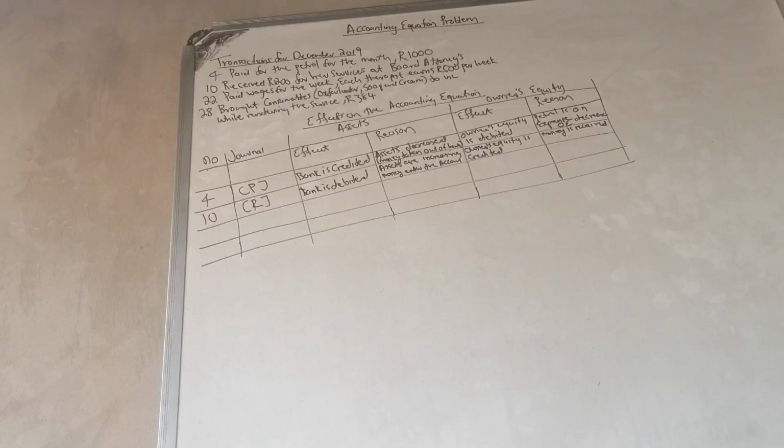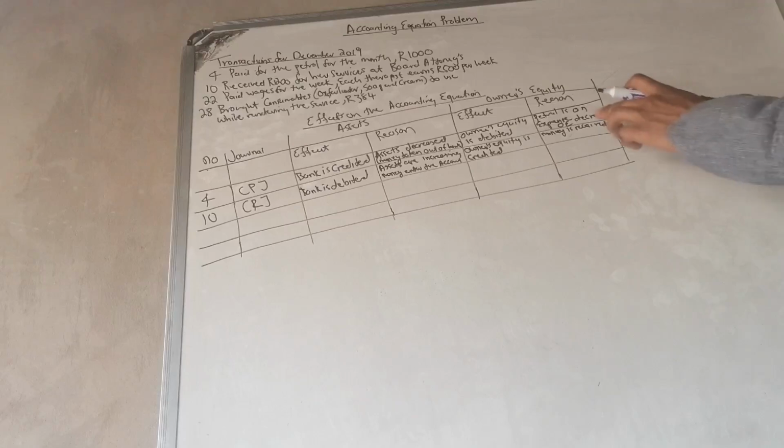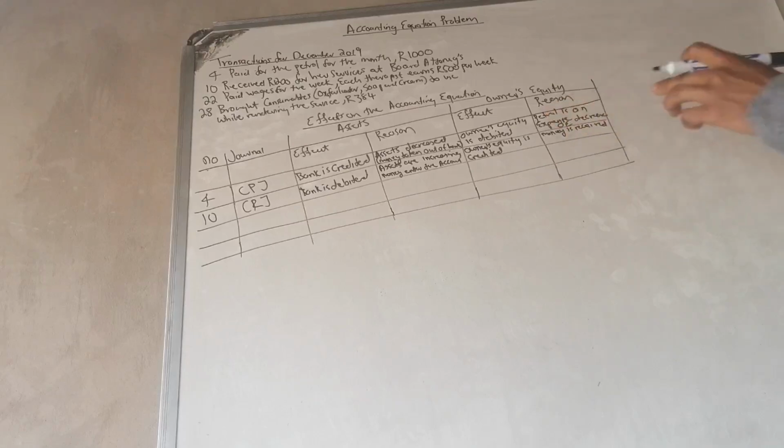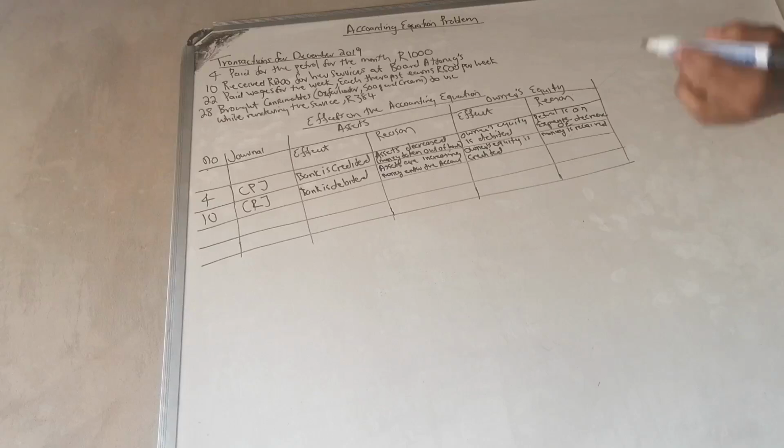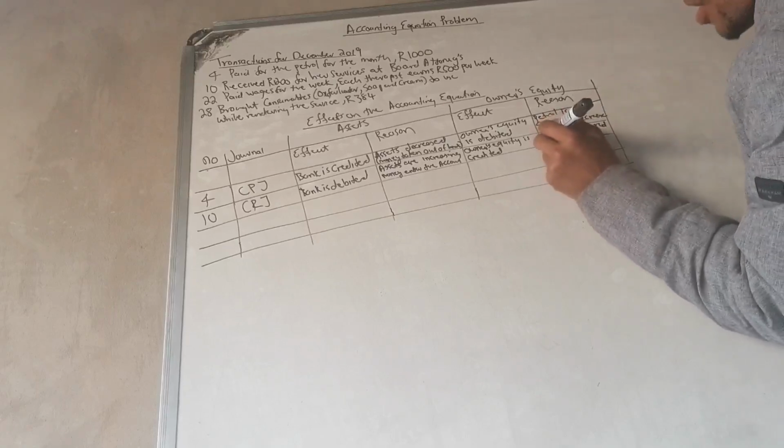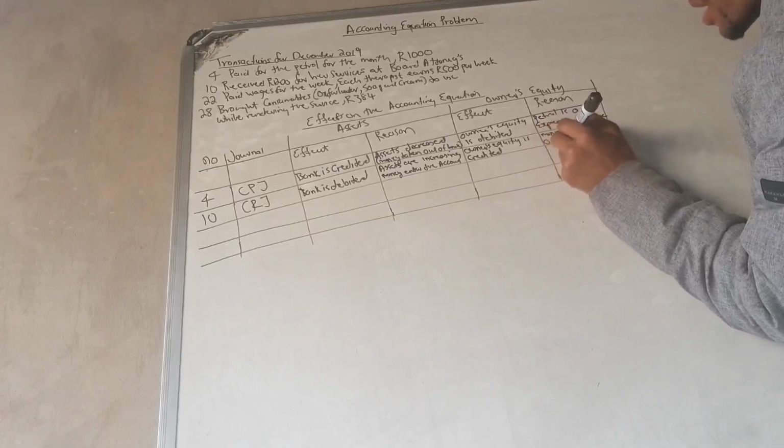What happens to owner's equity? Is it decreasing or is it increasing? When money enters the account, is our owner's equity increasing or decreasing? Before, owner's equity decreased because the account was credited. Now that the account is debited, is our owner's equity increasing or decreasing? It is increasing again because money is entering the business. So owner's equity is increasing.